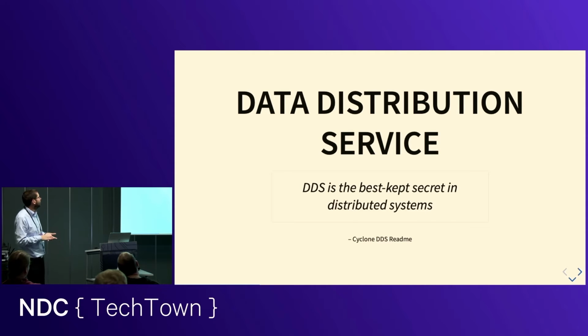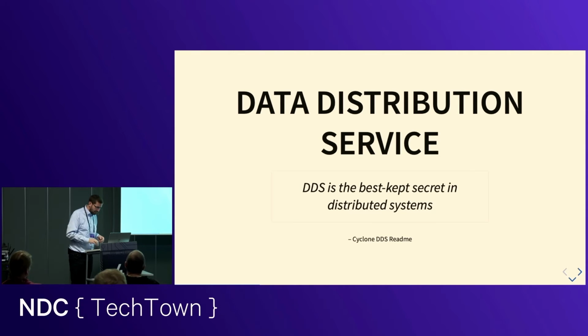First, I have this quote: "DDS is the best kept secret in distributed systems." That would be a really nice compliment if a food critic said it about a restaurant. If the restaurant says it about itself, then it's a bit more dodgy. And this is from the Cyclone DDS README, which is a DDS implementation. I'm not sure I should say this either, since I'm also implementing DDS. So I guess we're a bit insecure, but we think DDS is awesome anyway.